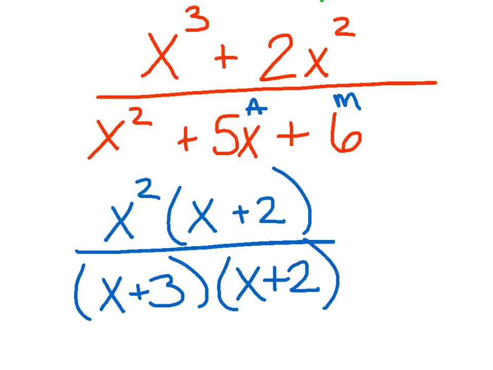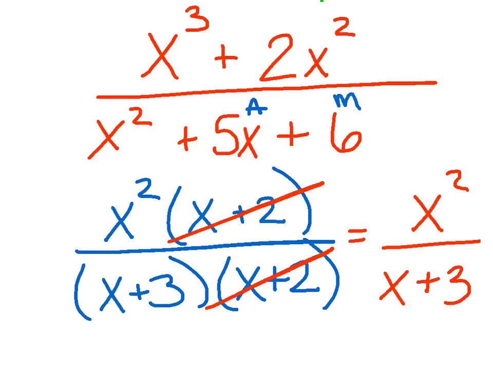And lastly, I can cancel anything that's the same on the top and bottom. So x plus 2 and x plus 2. So I've got x squared over x plus 3. Now I can't cancel that any further because this is being added. And remember, we're only canceling when we're multiplying terms together.